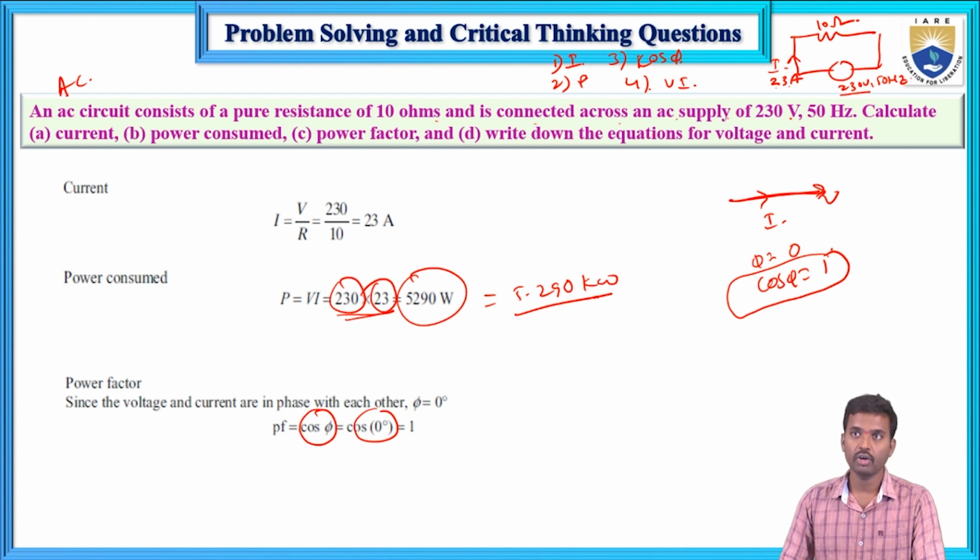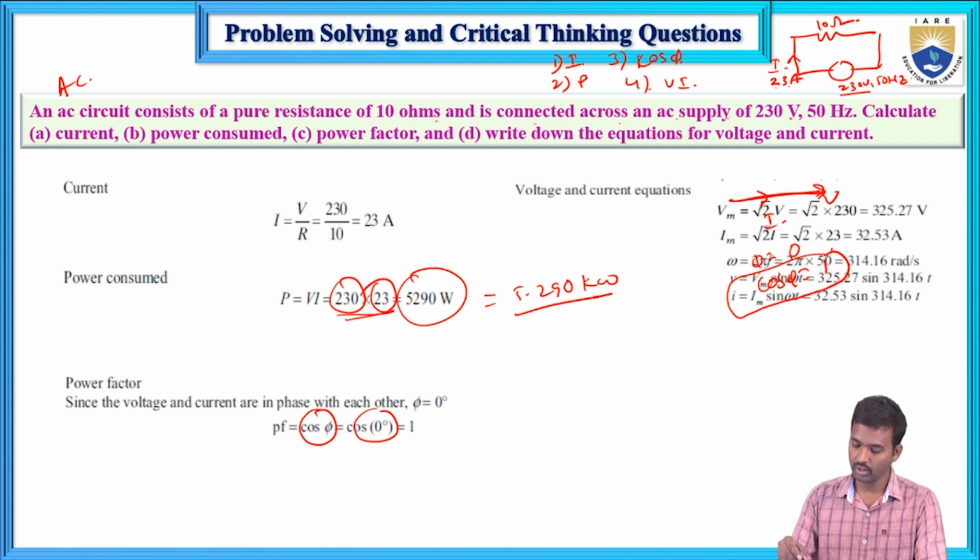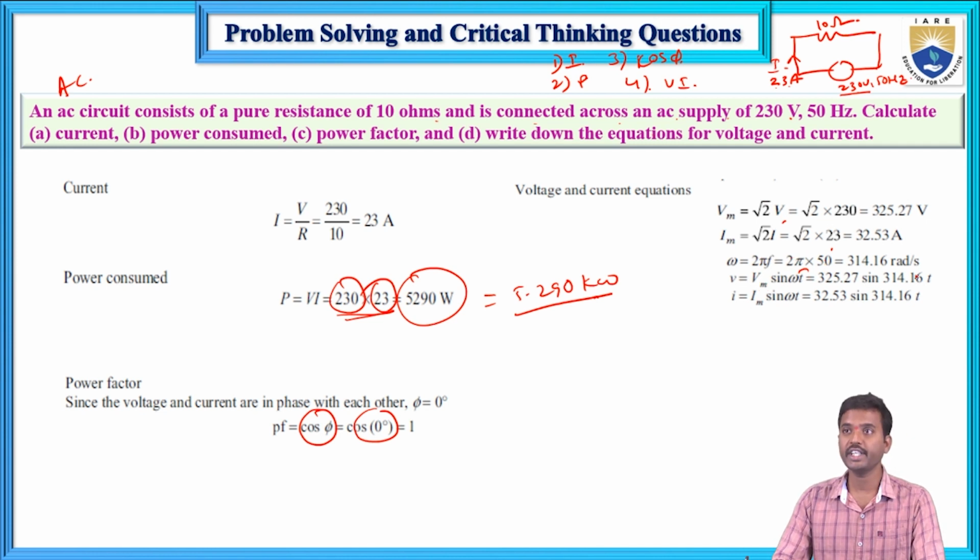Now what about the equations? Let me erase this. What are the voltage and current equations? Vm equals root 2 into V. We know this formula. So V equals 230 volts and that equals 325.27 volts. And same way, Im equals root 2 into I. So Im equals root 2 into 23, that equals 32.53.